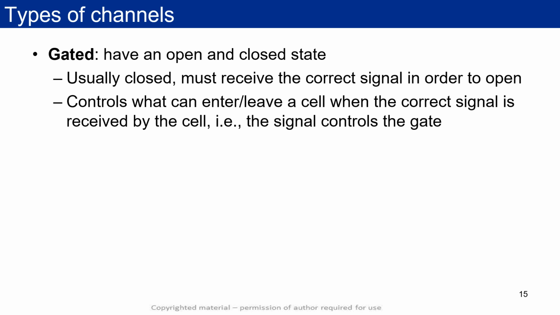Gated channels have an open and closed state. Usually they are closed and must receive the correct signal in order to open. This adds a layer of control over what can enter or exit a cell because passage will only be permitted when the correct signal is received by the cell. There are many different types of gated channels, and we'll go through some of them in the next few slides.